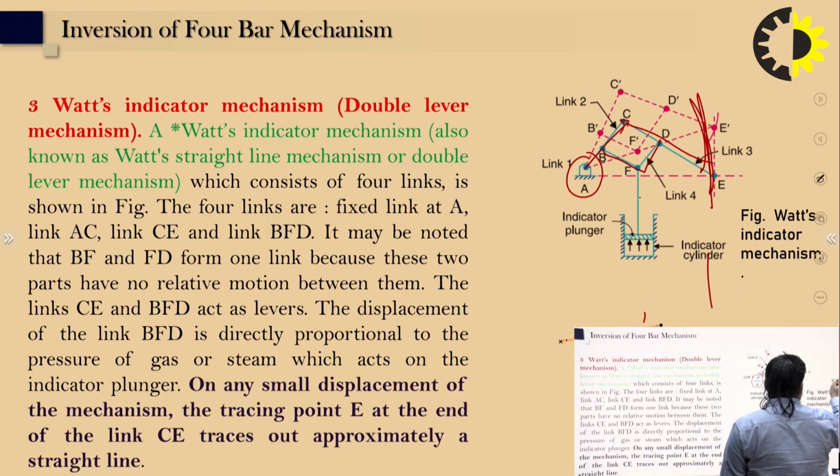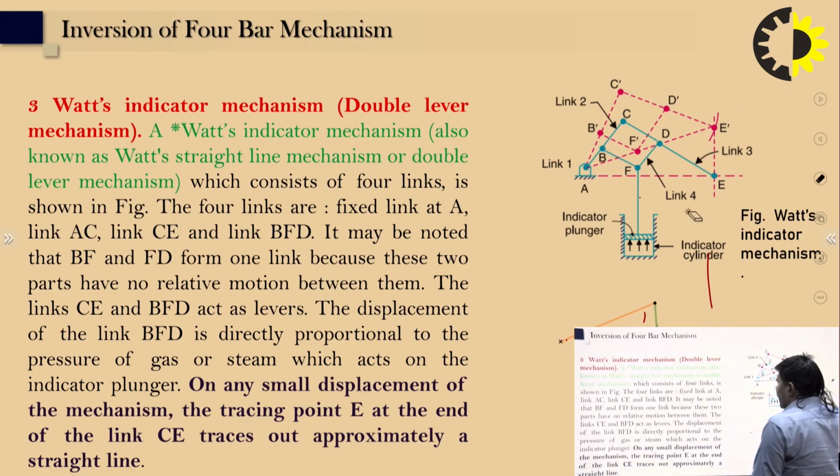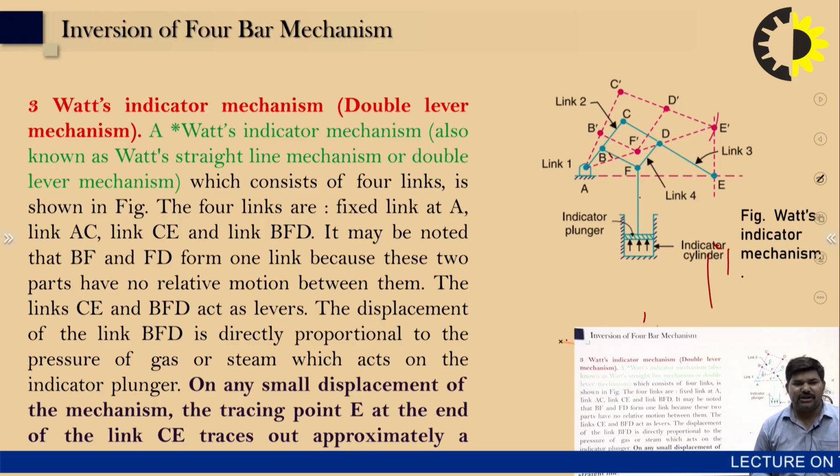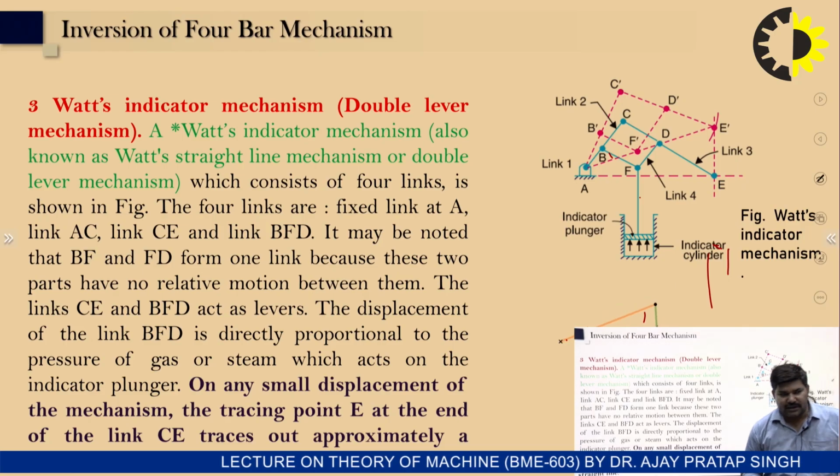You can see here that the link BFD acts as a lever, and the link CE is also used. So there are 2 levers used, which is why it is called the double lever. The displacement of the BFD is directly proportional to the pressure of the gas or steam which acts on the indicator plunger.